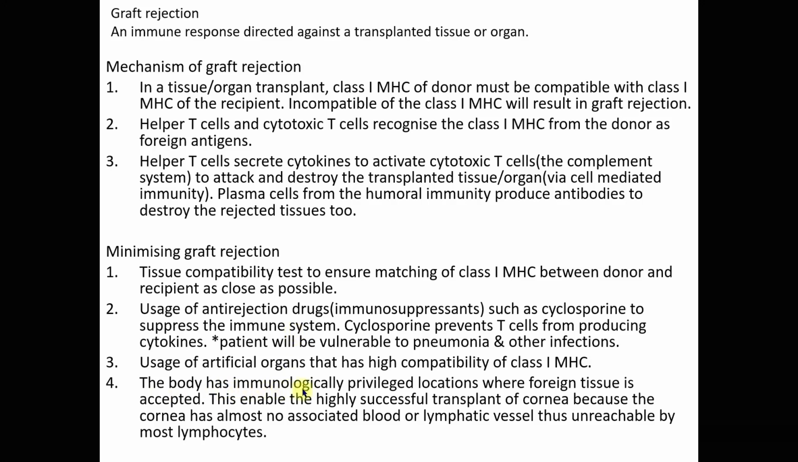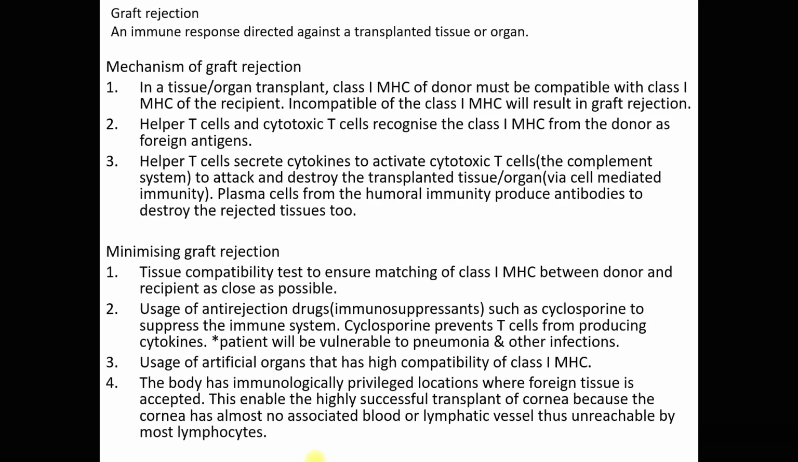And then, okay, the fourth method that can minimize graft rejection is the fact that the body has immunologically privileged locations where foreign tissue is accepted. Meaning to say, dalam badan kita ni ada certain area di mana foreign tissue ni badan kita boleh terima, right? Dia pun tidak compatible. So this enables the highly successful transplant of cornea. Contohnya di cornea tu. Alright, cornea, because the cornea has almost no associated blood or lymphatic vessel, thus unreachable by most lymphocytes. So that's why I'm sure you have heard of cornea transplant before, right?